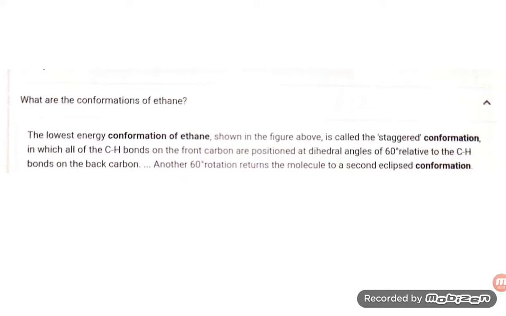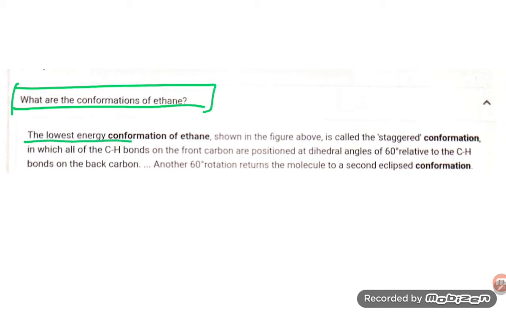Hello students, let us try to understand the problem based on the conformation of ethane. When you talk about conformation, students, it is the rotation; the stable structure formed by the rotation of hydrogen atoms around the carbon atom is known as conformation. So, what are the conformations of ethane?